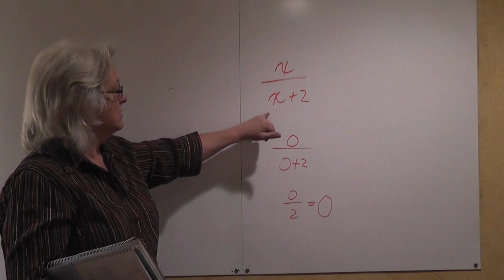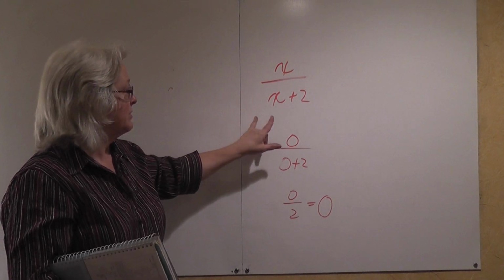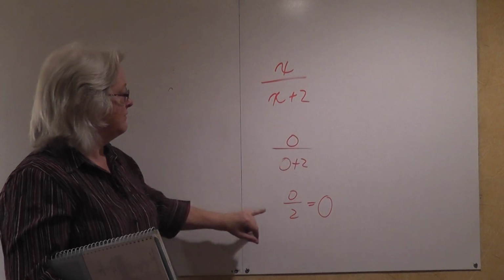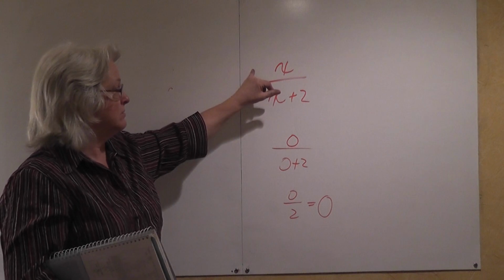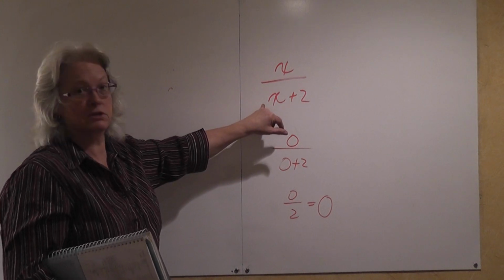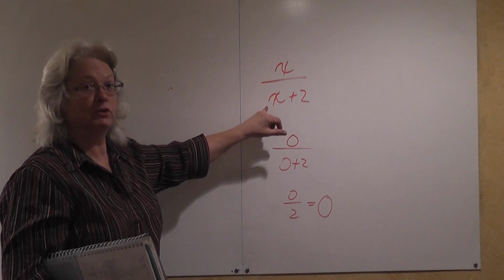So you can use 0. There's a 0 in the denominator, but the whole value of the denominator, when you add that together, is just 2. So this is a rational expression if you have a value of 0 for x.